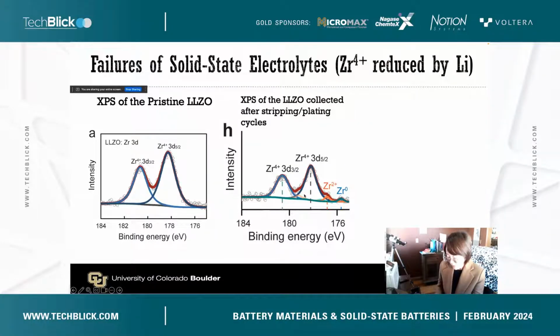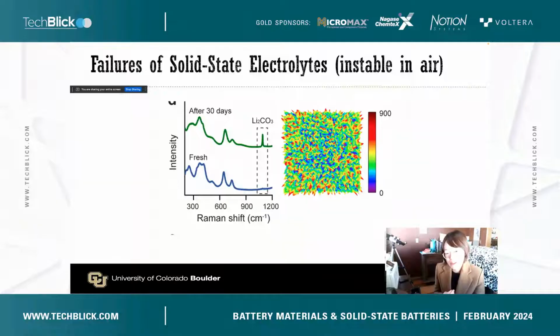Another thing I really want to mention is that I'm not sure all of the researchers realize how unstable this material is against air. If we store this material in the ambient environment, for example, in this plot, after 30-day storage, we do see lithium carbonate form. If you look at the mapping, there is a lot of carbonate formed in these small pieces. So this is not stable in air.